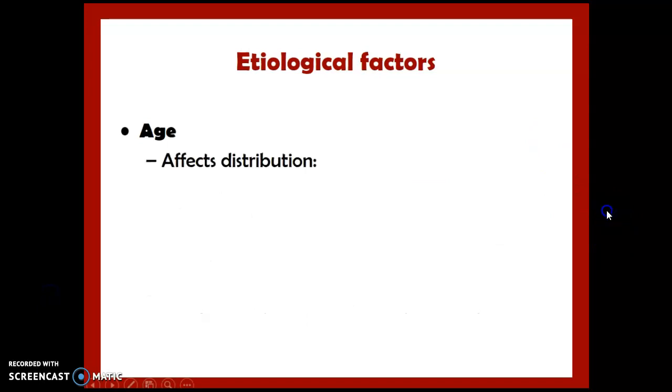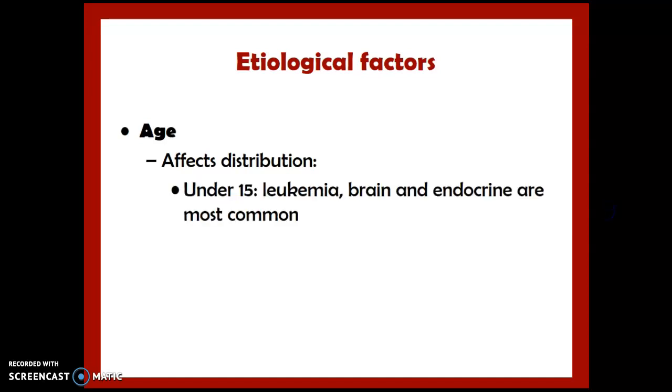Age is another key factor because the older you are, the more likely it is that your cells have been mutated. The longer you live, the more likely it is your cells have been damaged by lifestyle, the environment, etc. So age affects cancer distribution, the type of cancer you get.